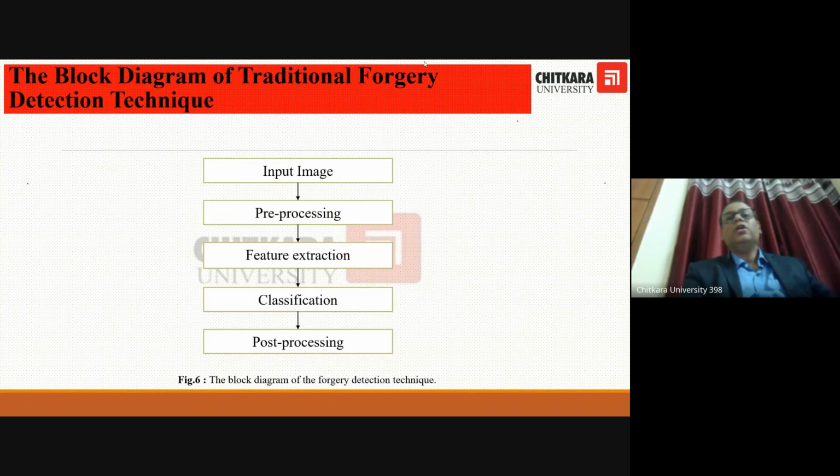So after pre-processing, we have to perform some feature extraction. Extraction means we have to extract some edges, some color portions, some sharpness over there. If there is an abrupt change in the image, how the image is there. So we have to find out such type of features.